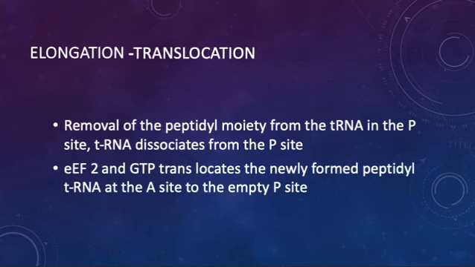Next, that is the translocation or the removal of the peptidyl moiety from the tRNA in the P site. So the tRNA dissociates from the P site. This requires elongation factor 2 and GTP. So it translocates the newly formed peptidyl tRNA at the A site to the empty P site. Okay, so this is the translocation or shifting of the tRNA from the A site to the P site, right?